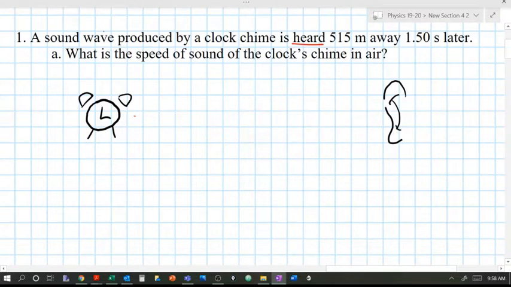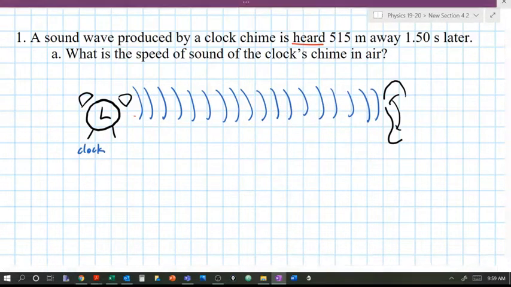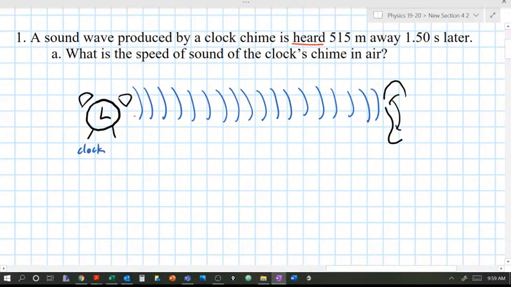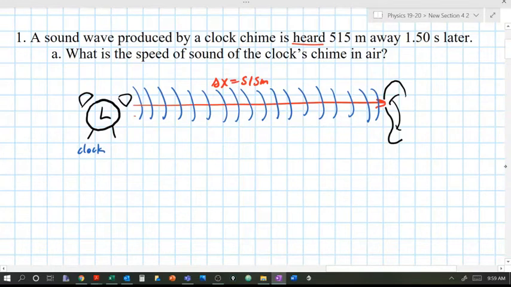So number one, pretty straightforward. We've got a clock, and this thing is vibrating, and that's going to create sound, and that sound is going to travel a certain distance until it is heard. Now, in order to be heard, it has to go into someone's ear. Okay, so there is an ear somewhere 515 meters away. So that distance is 515 meters. If there wasn't an ear there, the sound wouldn't be heard.